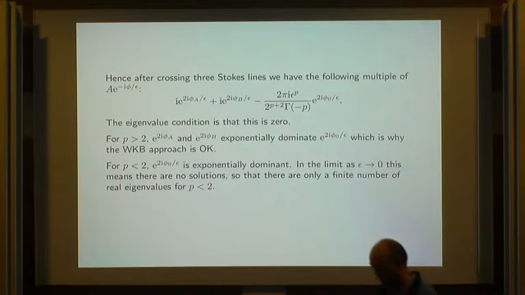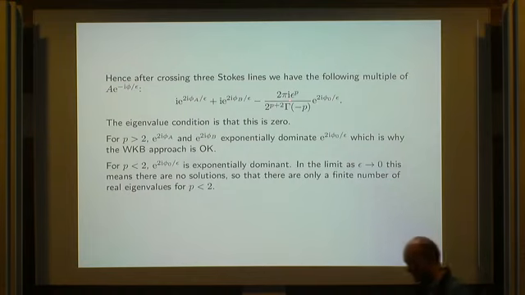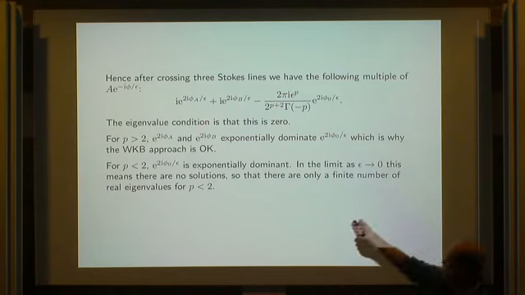So if p is greater than 2, then these two turning point contributions exponentially dominate this contribution from the origin, because the turning points were lower down. They were in the lower half plane. They're nearer to the action. And that sort of explains why the classical analysis got the right answer, because the contribution of the extra bit that I've added is exponentially small, so it's not really doing very much.